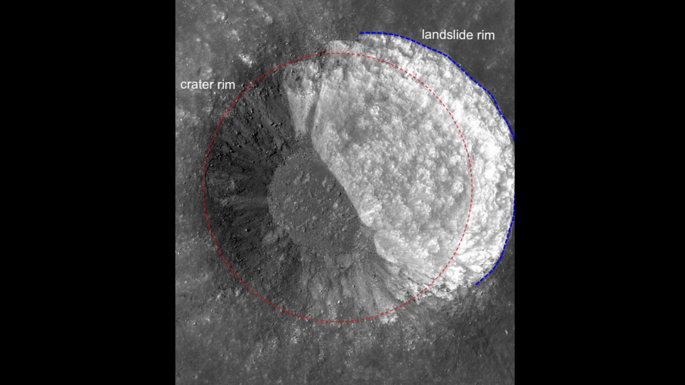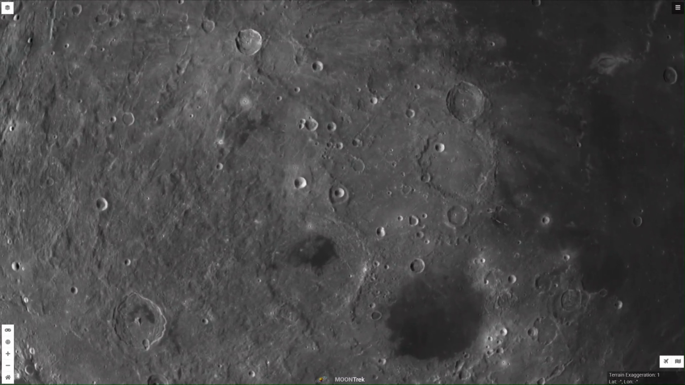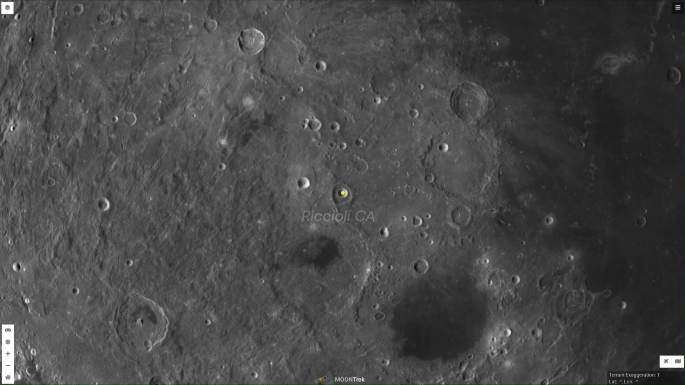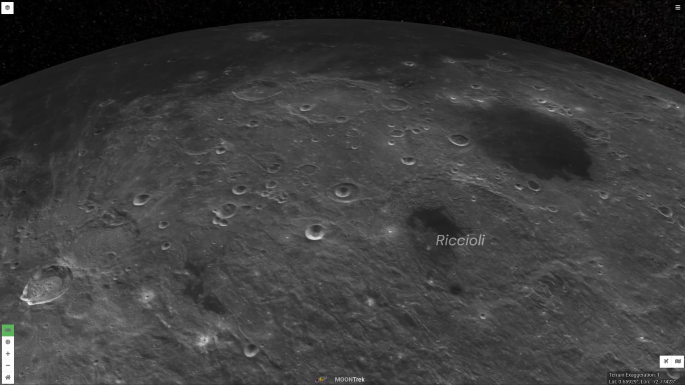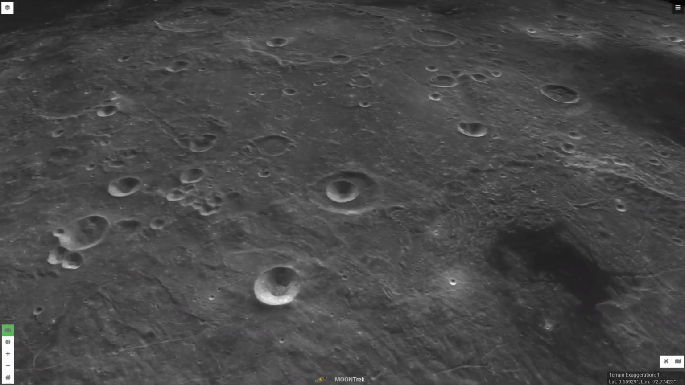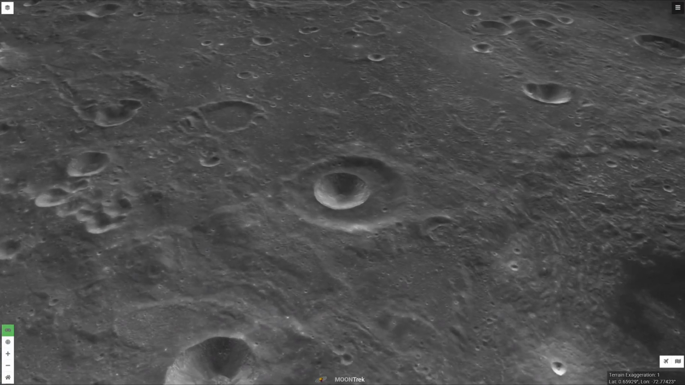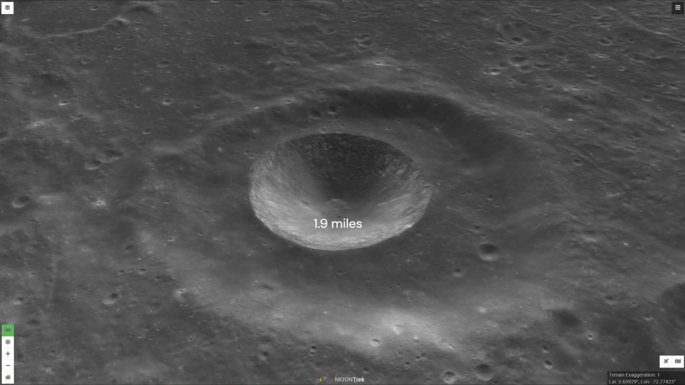The red dashed line shows the location of the original crater rim, while the blue dashed line shows the new rim due to the landslide. We now move to the opposite limb, to a crater designated Riccioli CA. The CA designation comes from the namesake crater, and its satellite crater C contains a large impact crater with the A designation. This bowl-shaped crater has a diameter of 16 kilometers and a depth of 3,023 meters.